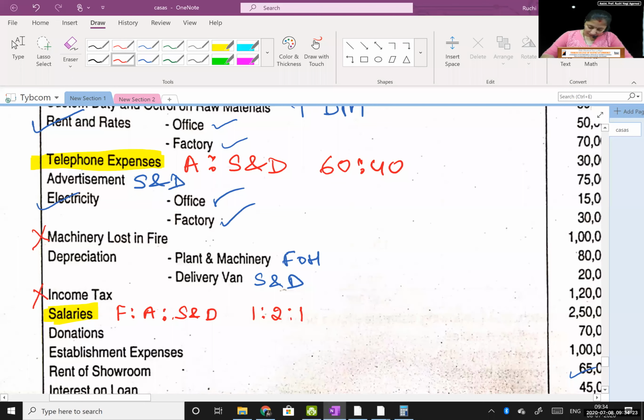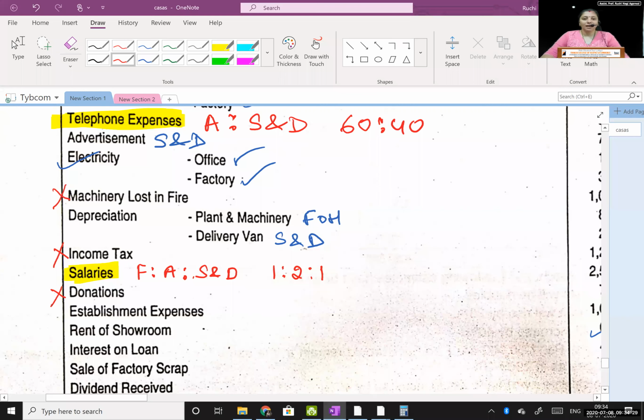Okay. Then donations. Donations is also a non-cost item. I am a manufacturer. Somebody comes to me and asks me to pay, say, a donation for Navratri, a donation for Ganpati Utsav and all that. So it is nowhere in connection to my business or the making of the final product. So it's a financial expense.